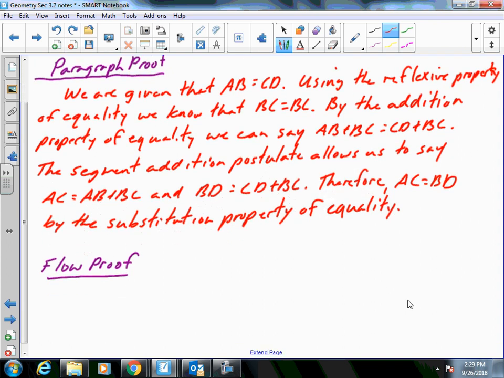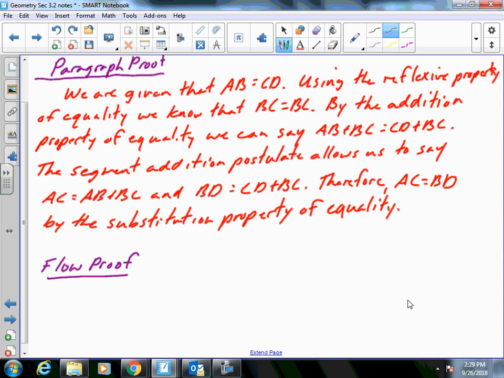And that will bring us to the third type of proof, the new proof we're learning today, which is a flow proof. So we're still doing the exact same proof, we're just doing it a third time as a flow proof, so we can see all three formats of a proof here.